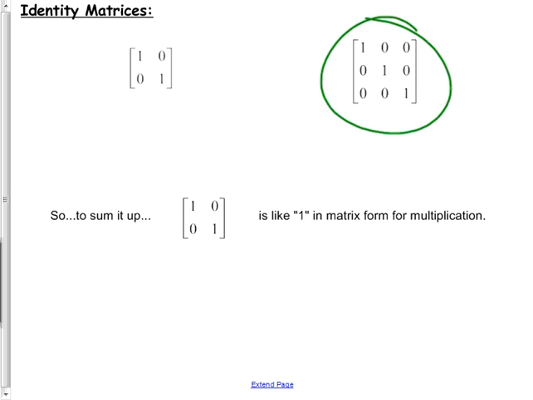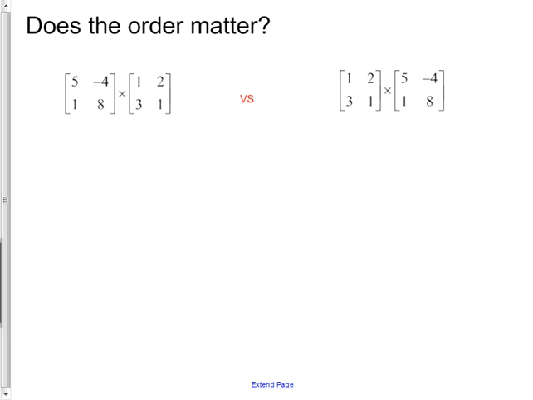All right. So this is like 1 in matrix form for multiplying. So if you want to multiply by 1, you multiply by this. Okay. Does the order matter? I think we talked about this the other day, maybe, that if you do a 2 by 3 and you multiply that by a 3 by 5, just tell me ahead of time by looking at this, is it going to work?